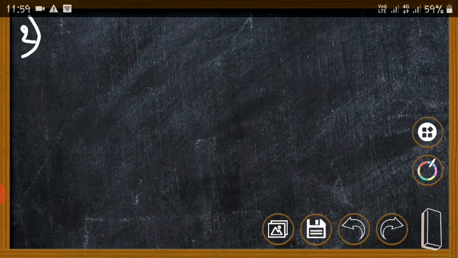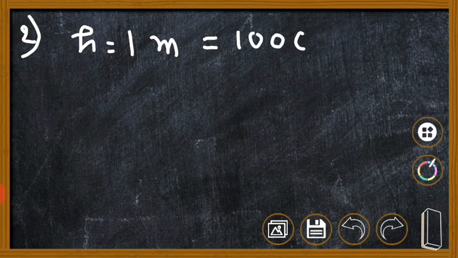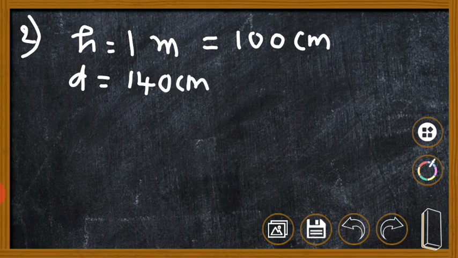Moving to our second question. It is required to make a closed cylindrical tank of height 1 meter. So height is given as 1 meter. We can convert 1 meter into centimeter, it is 100 centimeter. And the base diameter is 140 centimeter. If diameter is 140 centimeter, what will be the radius? Radius is half of the diameter, that is 70.